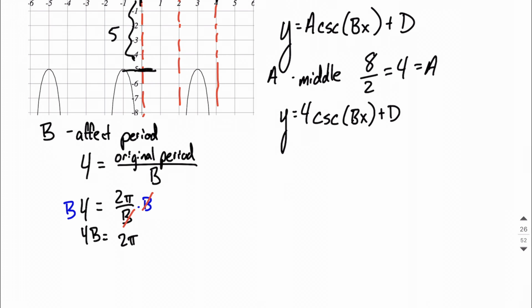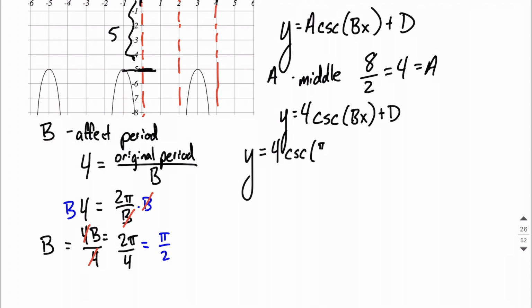And to get b all by itself, we need to divide both sides by 4. All right, so this will put b on the left-hand side all by itself. And then a little bit of reducing down on the right-hand side, we can say this is pi over 2. So as we continue to fill in and build this up, we now have y equals 4 cosecant of pi over 2x plus d.